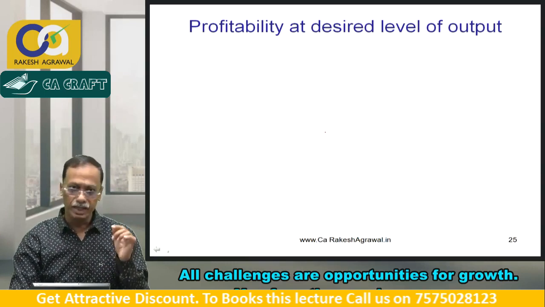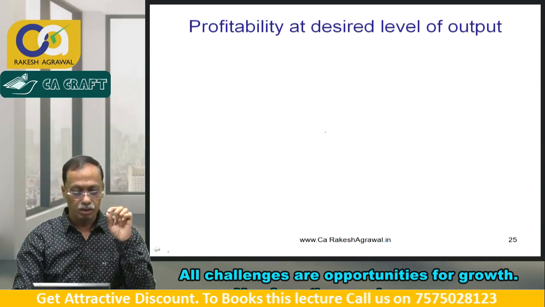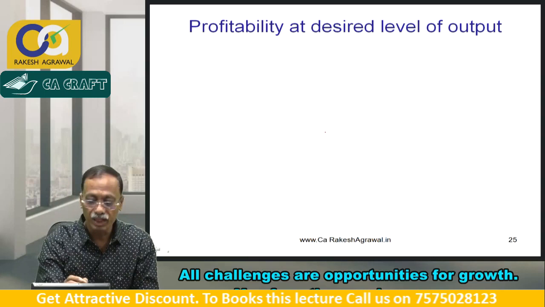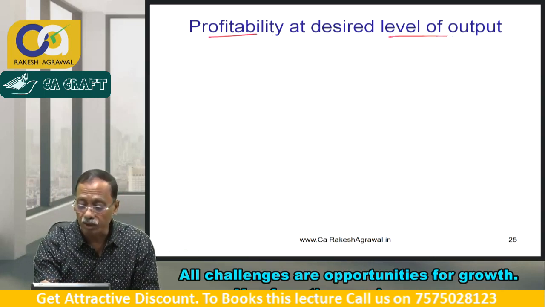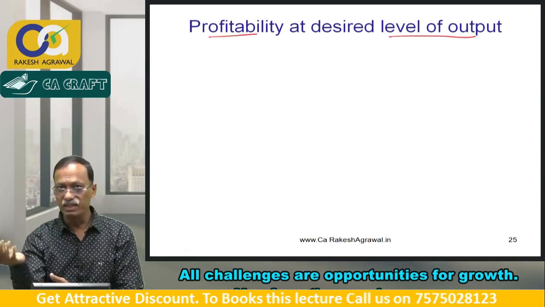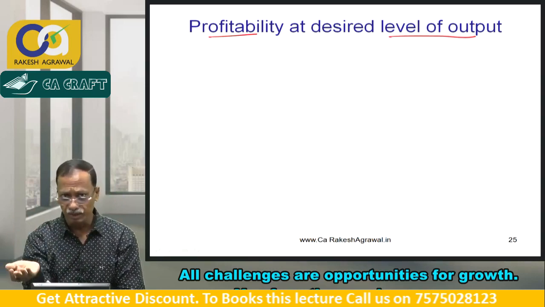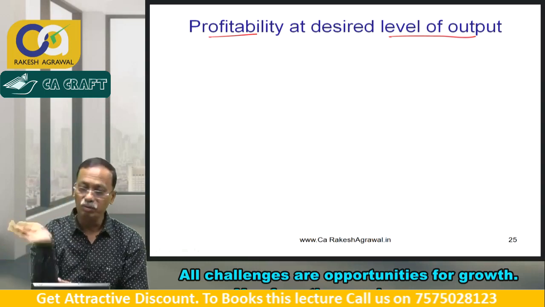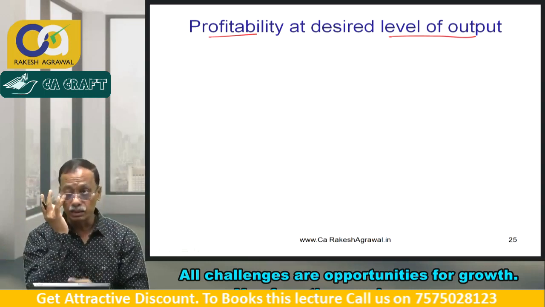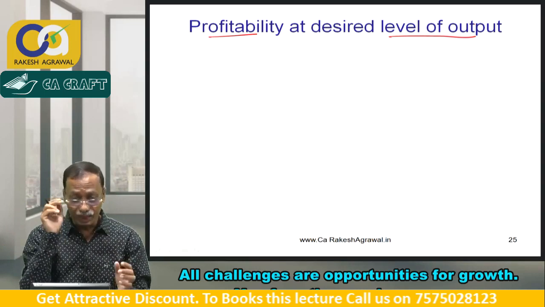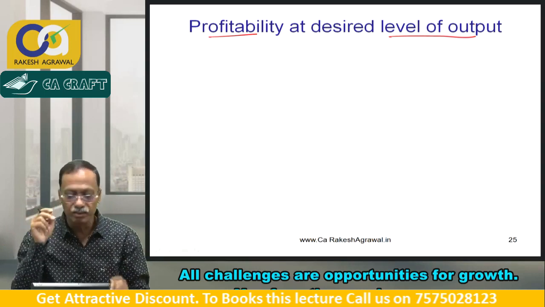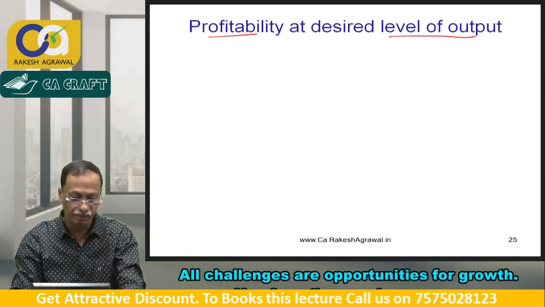Profitability at a desired level of output. Now see, there is a change. Here you will calculate profit. For a desired level of output, it means level of activity is given to you, level of output is given to you, or level of sales is given to you. And at that sales, how much profit you expect, that is being asked. So your profit is to be calculated for a desired level of sales or desired level of activity.